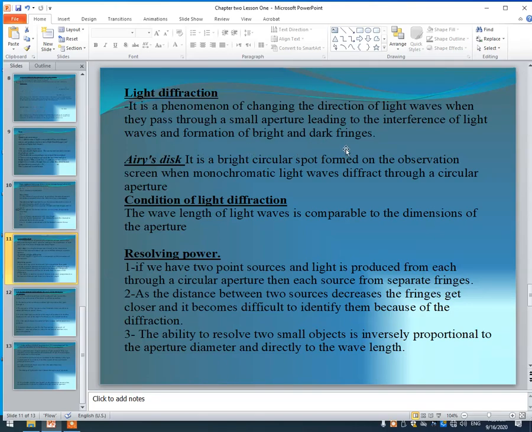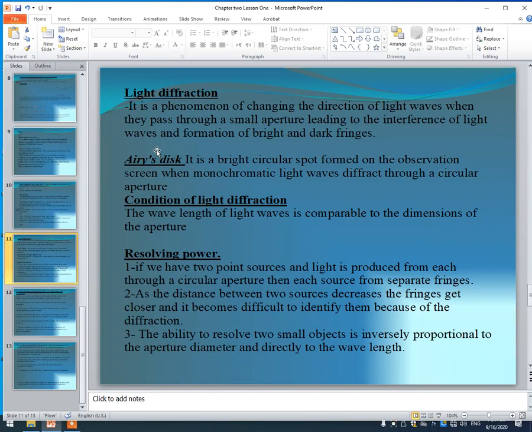So always the center spot is bright, because the interference between the two waves in this area is always constructive interference. This bright spot is called the Airy disk. So from here we can define the Airy disk as this: it's a bright circular spot formed on the observation screen.